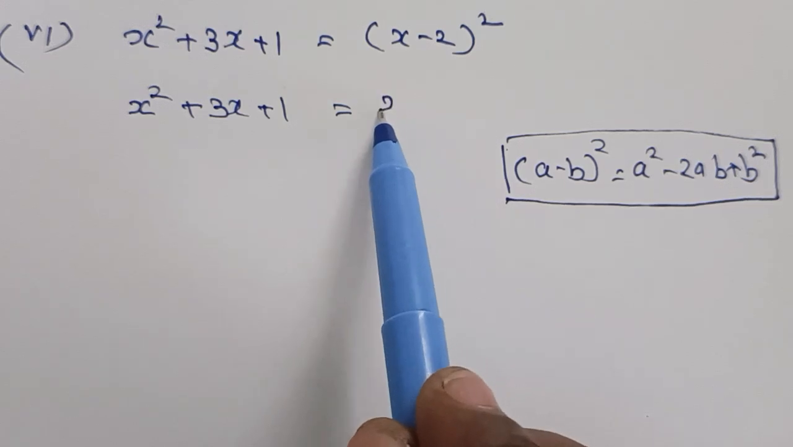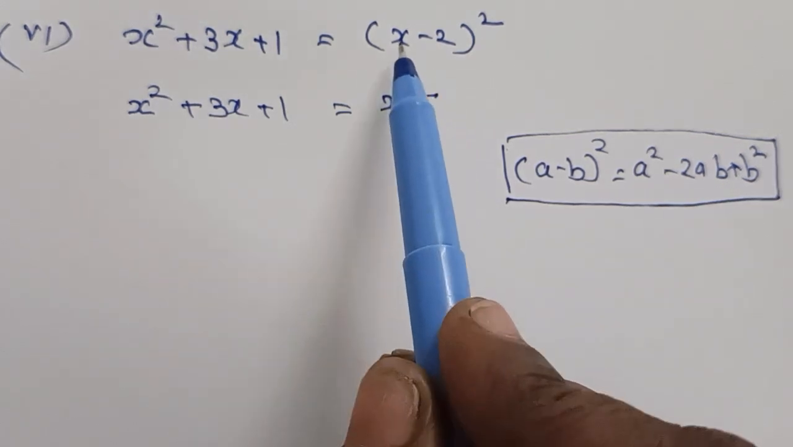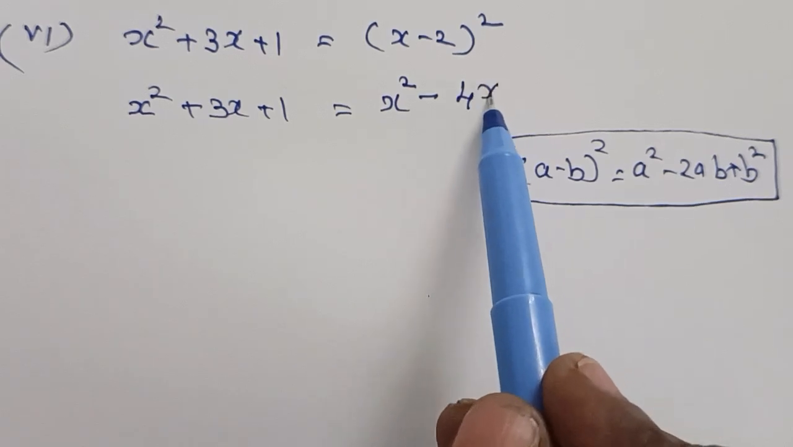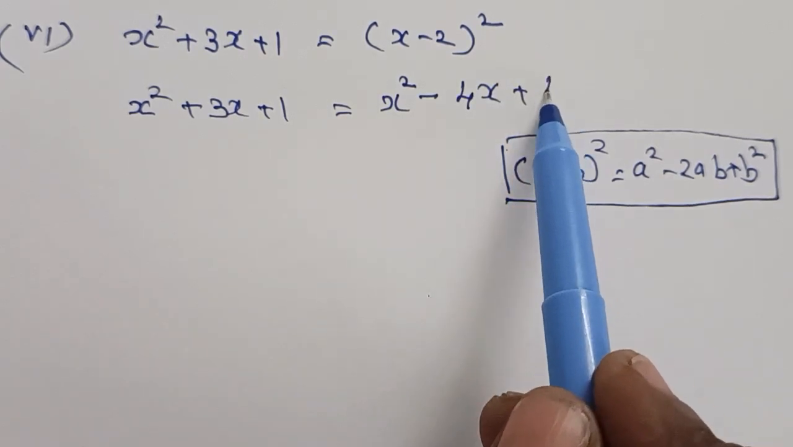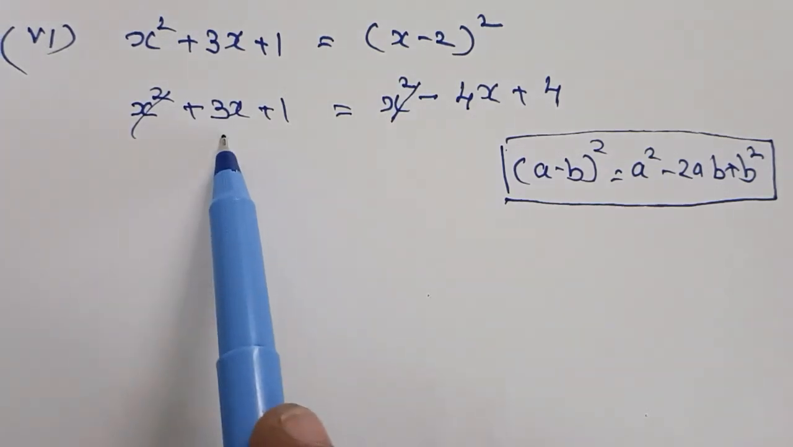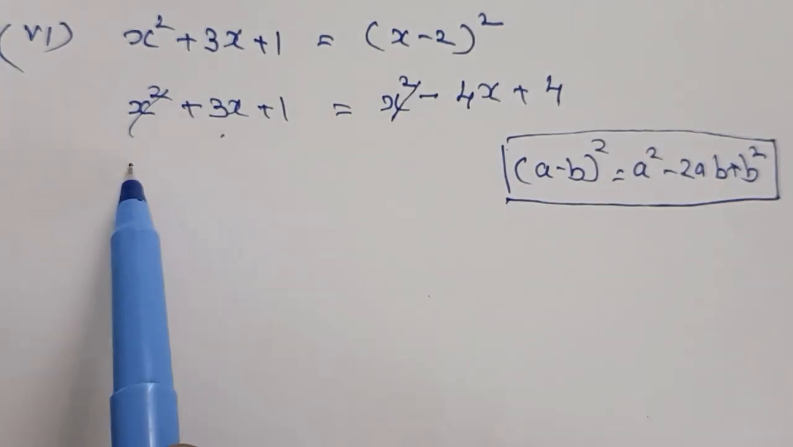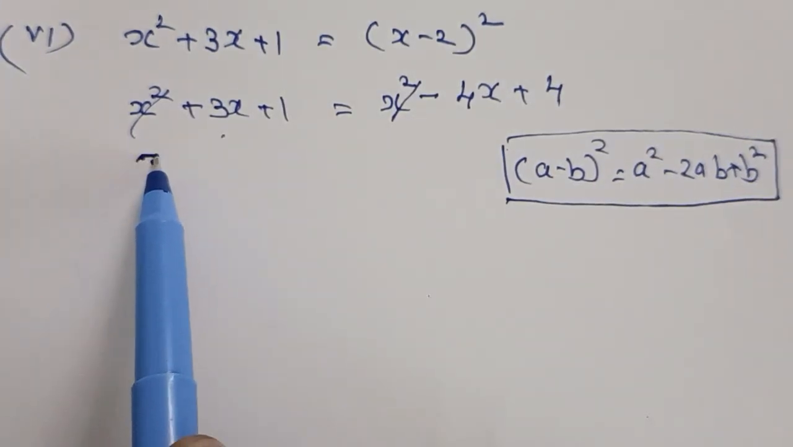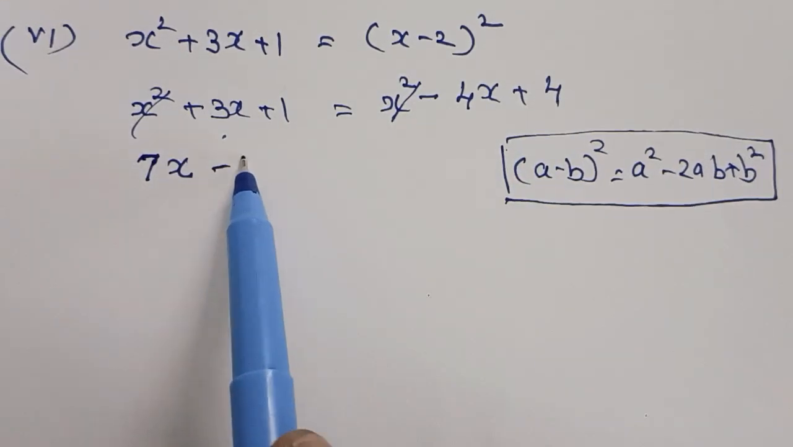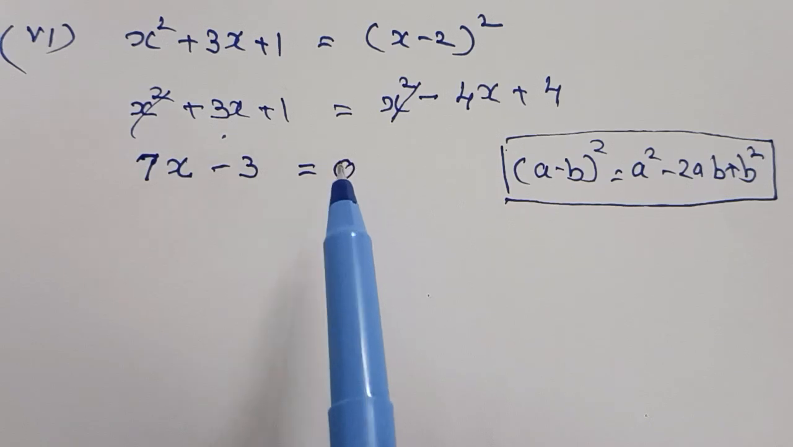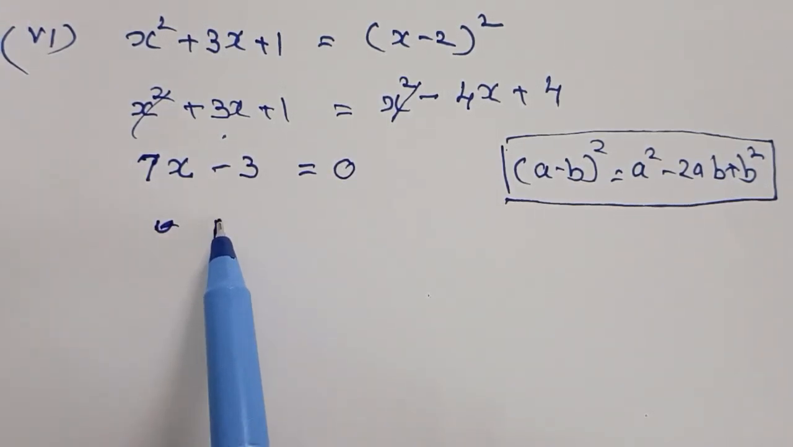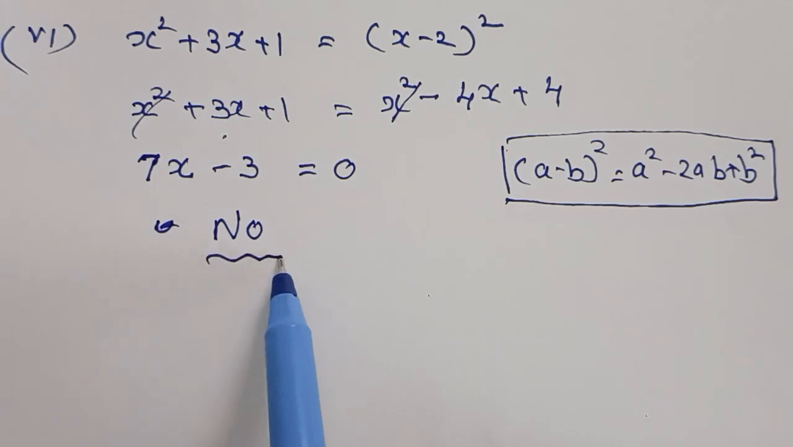A square is x square, minus 2ab means 2 into x into 2, that is 4x, plus b square that is 2 square equal to 4. Now x square and x square get cancelled. Minus 3x minus 4x will become plus... 3 plus 4 that is 7x, plus 1 minus 4 that is minus 3 equal to 0. So it is a linear equation, not a quadratic equation. Answer is no, it is not a quadratic equation.